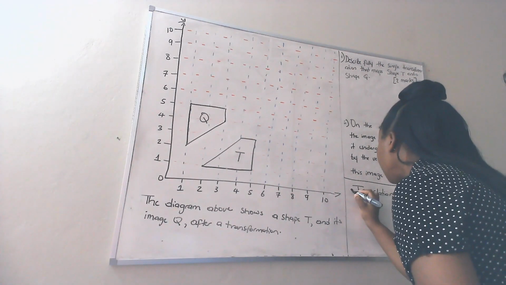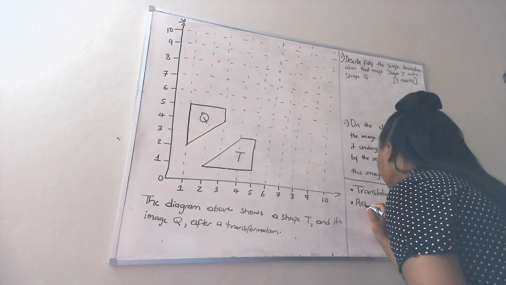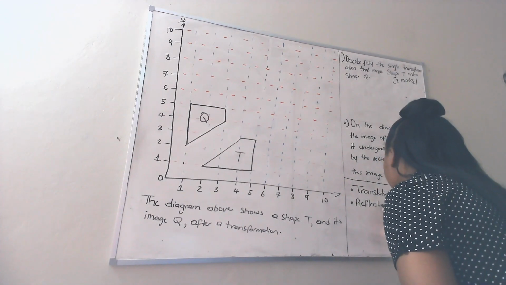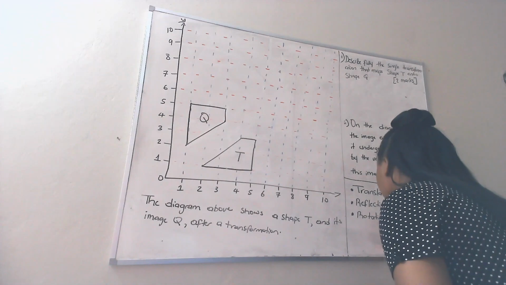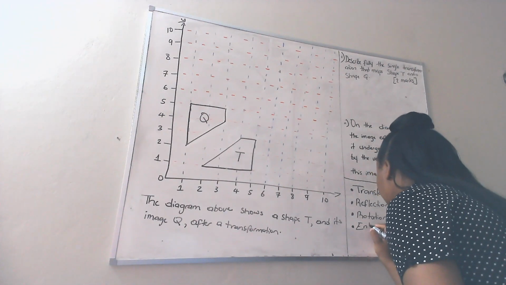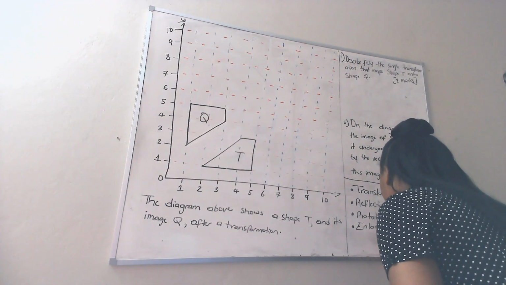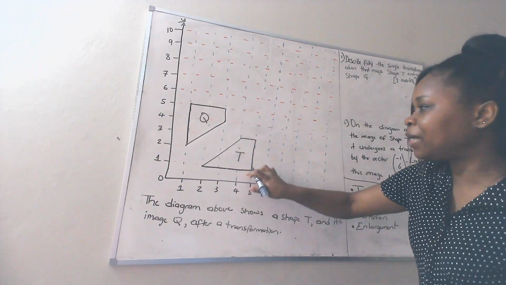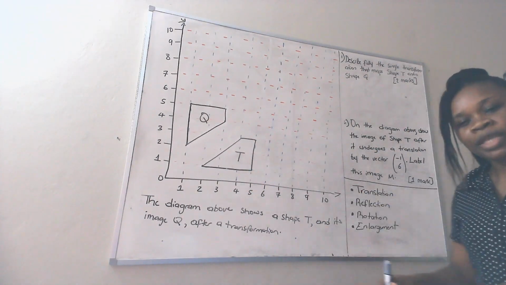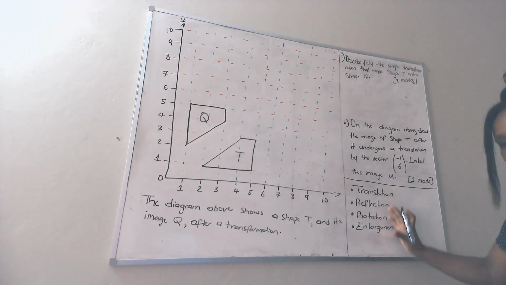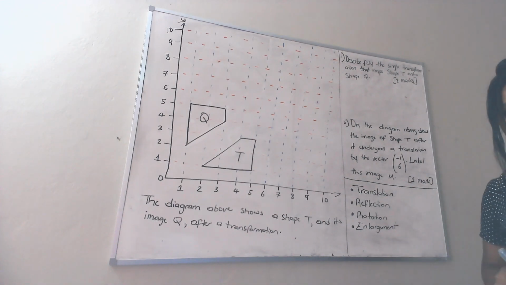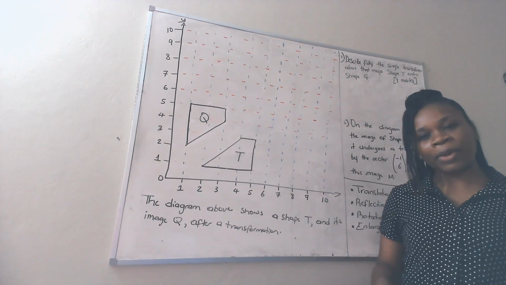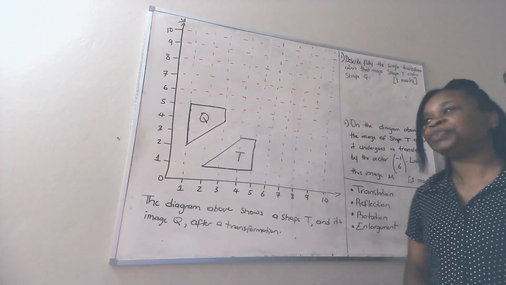So translation, reflection, rotation, and enlargement. Something happened to this shape, and we need to decide which one of these happened: translation, reflection, rotation, or enlargement. Based on what we have so far, that is what's going to help us to narrow things down.